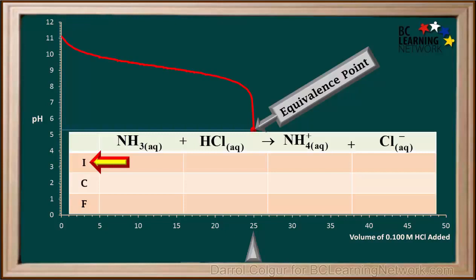I stands for the initial moles, C stands for the change in the number of moles as the reaction goes to completion, and F stands for the final number of moles of each component remaining. Initially, we had 25 milliliters of 0.1 molar NH3 in the beaker. This is 0.025 liters times 0.1 mole per liter, which equals 0.0025 moles. At the equivalence point, we added 25 milliliters of 0.1 molar HCl, which is also 0.0025 moles.